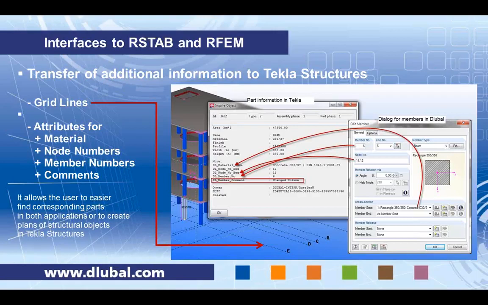We can update the Tekla model with grid lines, with information about the used materials, and also the node numbering, and additionally comments. That means I can write there, for example, this is a new beam, and then this comment will also be there as a user-defined attribute, which you can use then for filtering inside Tekla and so on.